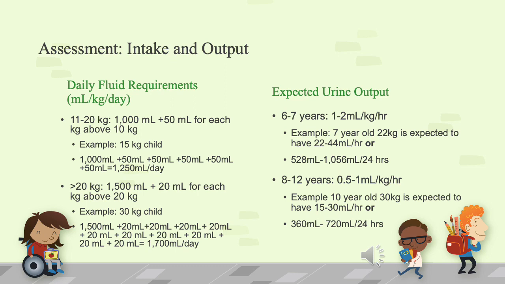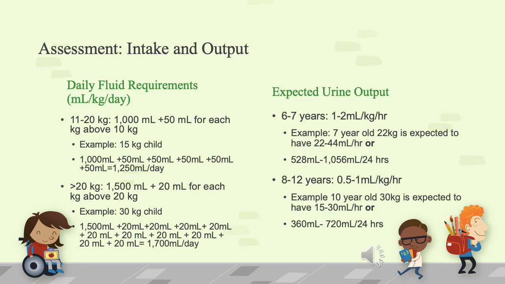On the other side of the screen, we have expected urine output. And for the younger school-age child, that's age 6 to 7, the expected output should be between 1 to 2 mLs per kilo per hour. So again, I have an example. If you have a 7-year-old child that weighs 22 kilograms, they're expected to have an estimated 22 to 24 mLs per hour, or 250 mLs to 1,056 mLs in 24 hours.